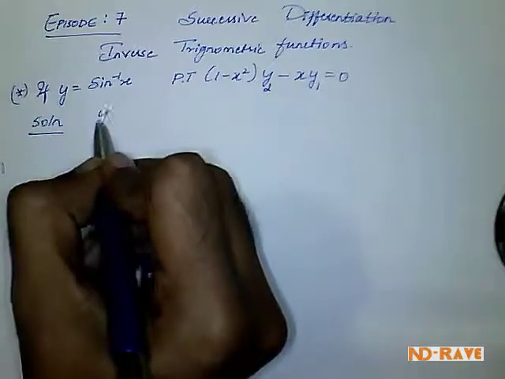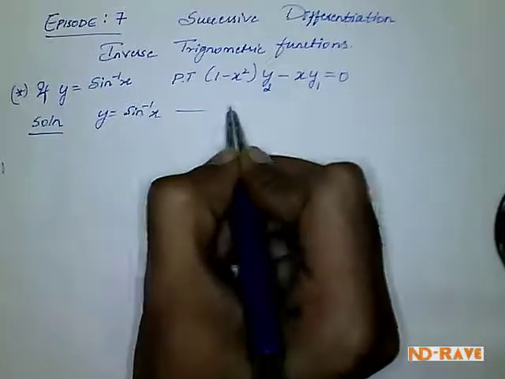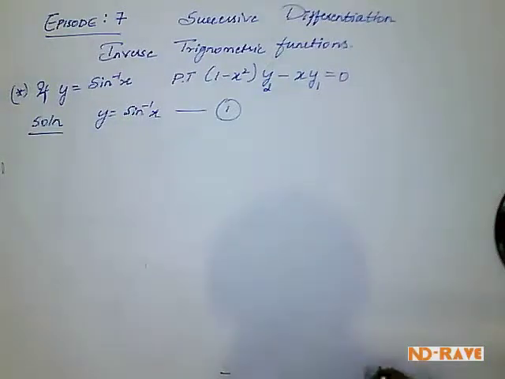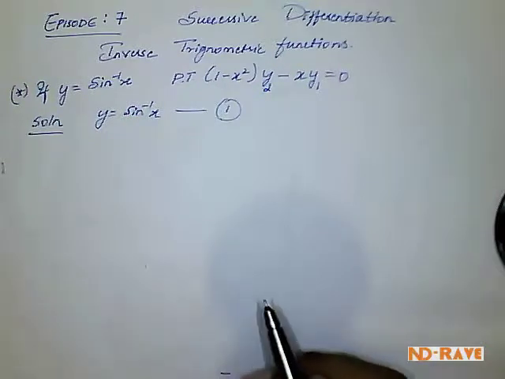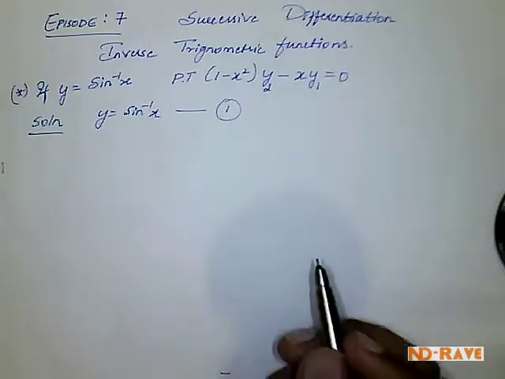So first consider the given equation, that is y is equal to sine inverse of x. I call it equation 1. So from this episode onwards I'll be going quite faster so that we have a lot of portions to get completed. So y is equal to sine inverse of x, which is the inverse trigonometric function given over here.